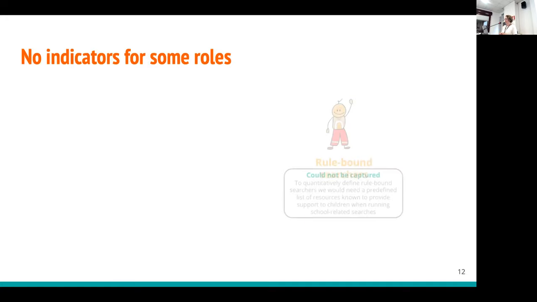We also couldn't find indicators. While you are fishing, I can tell you, we couldn't find two of the original roles. One, the visual searcher, because we did not have information about the visual content of the pages they were visiting. And the other one was a rule-bound searcher, because we did not have ways to interview the children and find out whether they were following some heuristic in using some pages or others.